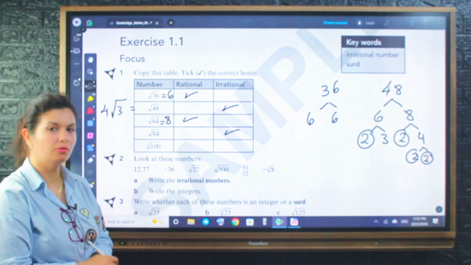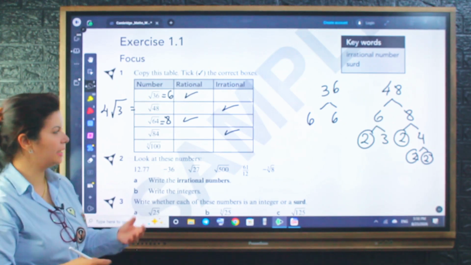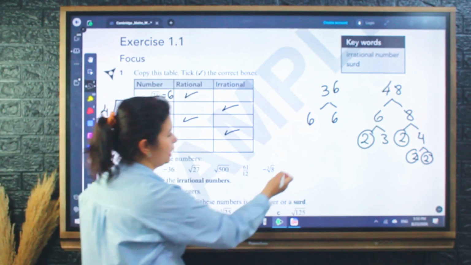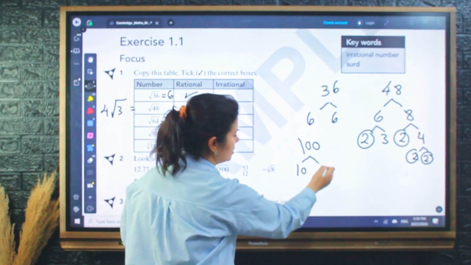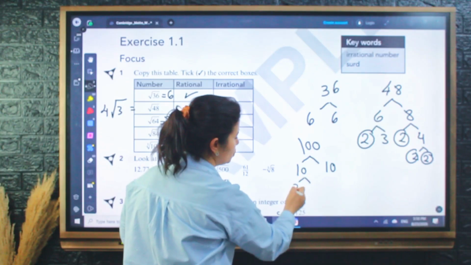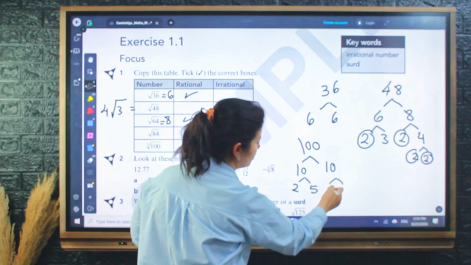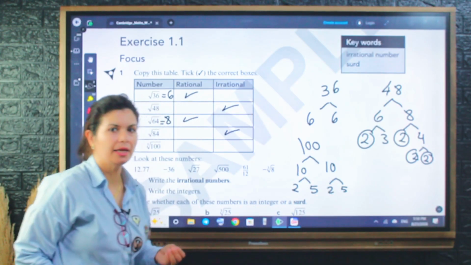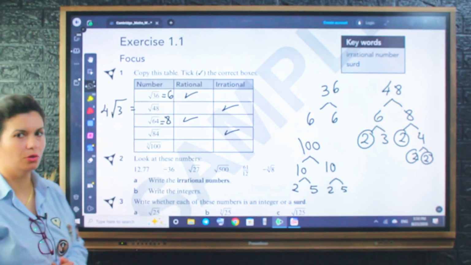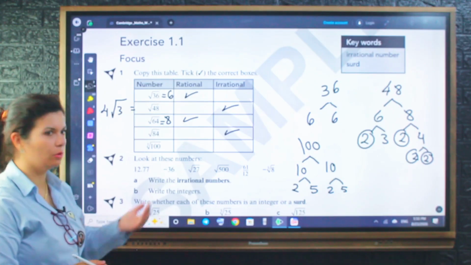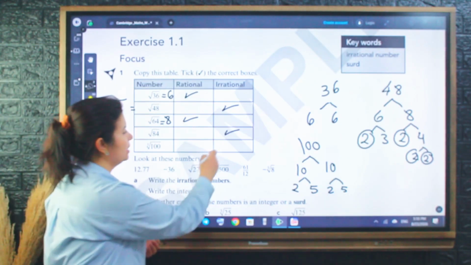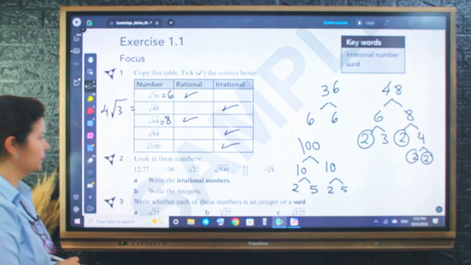The cubic root of 100. Can we simplify or break it down? 100 is 10 times 10, 2 times 5, 2 times 5. So we cannot take the 100 out of the cubic root. So the cubic root of 100 is an irrational number.